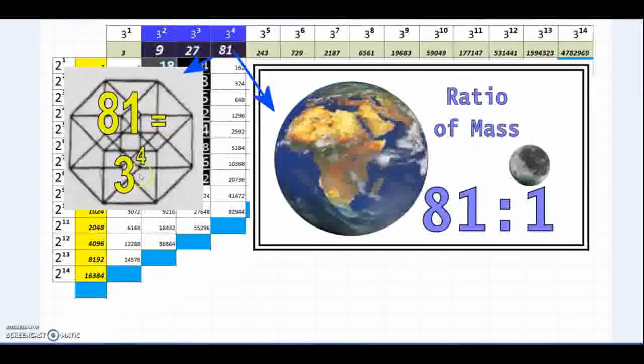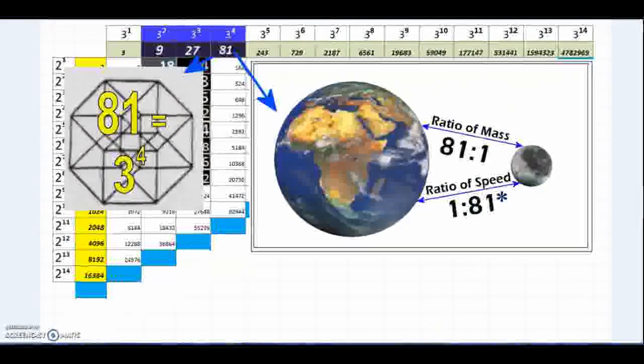81, now 81 is 3 to the 4th, that's why I got this. This is a tesseract as drawn by Claude Bragdon. But the ratio of mass, basically the weight of Earth to the Moon, is a ratio of 81 to 1.